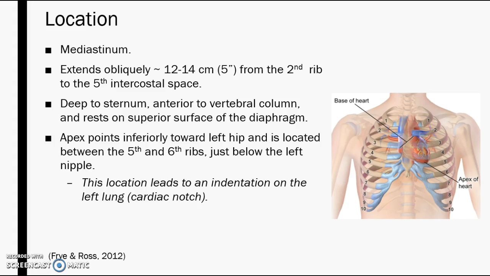We've covered this a few times already, but again, the heart is located in the mediastinum, and you can actually see exactly where the heart lies in this cavity in the diagram, just a little bit to the left, with the apex of the heart being a little inferior and left around ribs 4 and 5, and the base of the heart pointing in a superior direction off to the right. So we could say that it has an oblique orientation from the second rib to the fifth intercostal space. It's deep to the sternum, anterior to the vertebral column, and rests on the superior surface of the diaphragm.